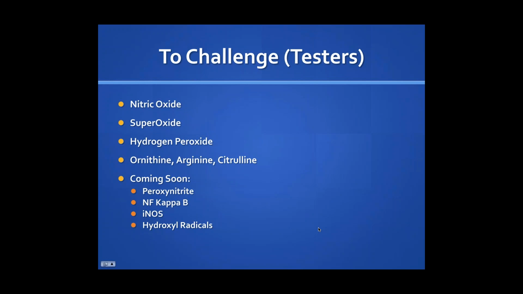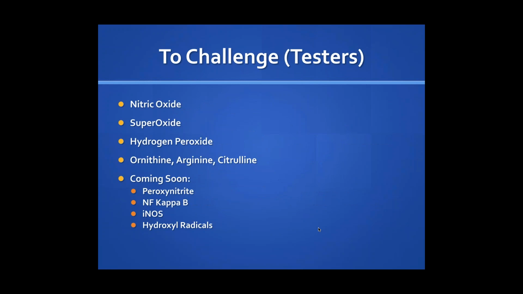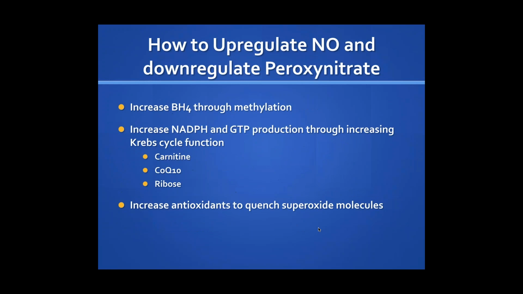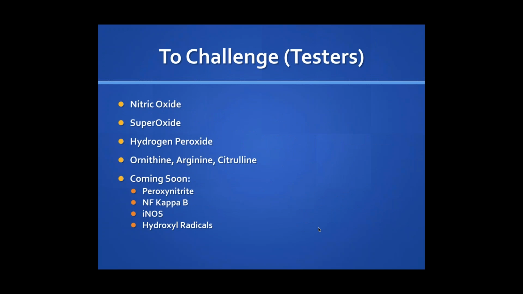I'm going to jump ahead here. Let's look at, I have a pathway on BH4 here. Okay, let me go back. So to challenge those of you that are kinesiologists and muscle testers, we have in your kit, if you have one of the kits, nitric oxide, superoxide, hydrogen peroxide, ornithine, arginine, and citrulline. And those can all help to challenge this pathway. We're also going to be adding peroxynitrites, NF-kappa B, inducible nitric oxide synthase, and hydroxyl radicals. So you can take a closer look at what's going on here in this pathway.